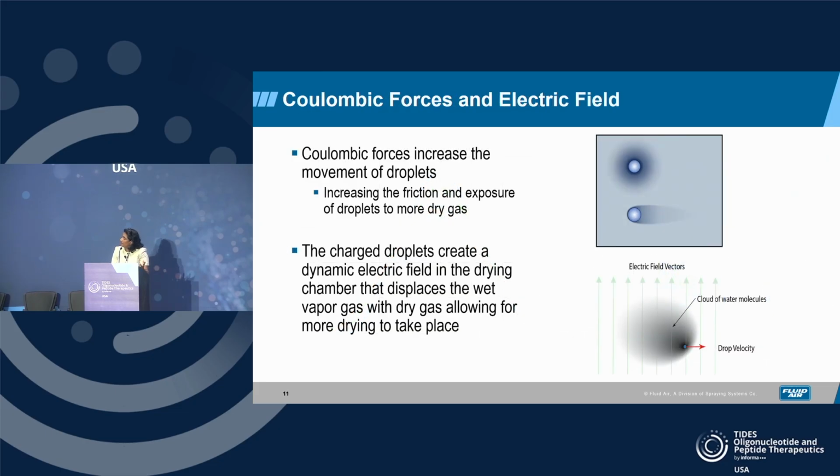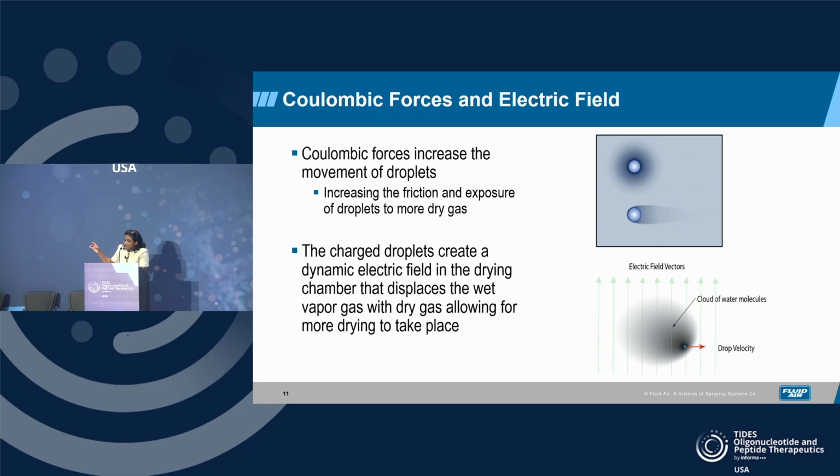The two other phenomena: Coulombic forces and electric field. What Coulombic forces do is increase the motion of those droplets, meaning that what you see around a suspended droplet is that wet vapor, saturated vapor, where the droplet is giving off moisture as it dries, and that wet vapor forms a protective evaporative cooling. A moving droplet is going to be moving away from that wet vapor and coming in contact with more dry gas, thus drying more.